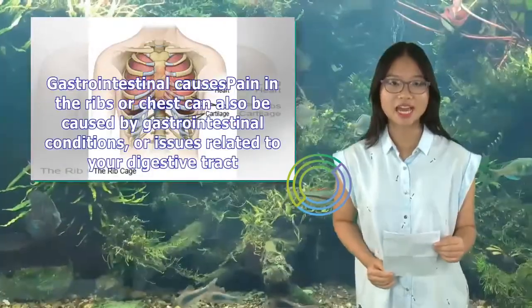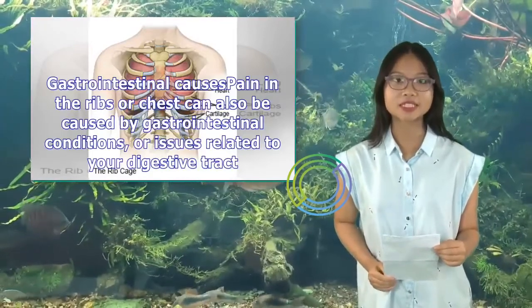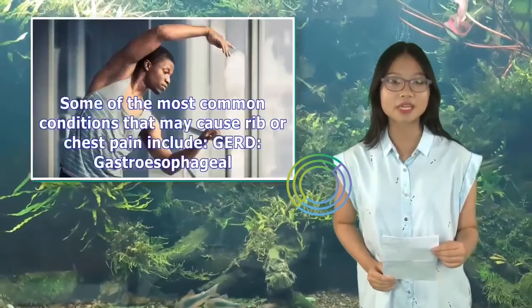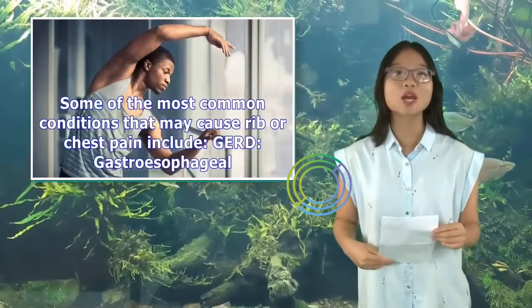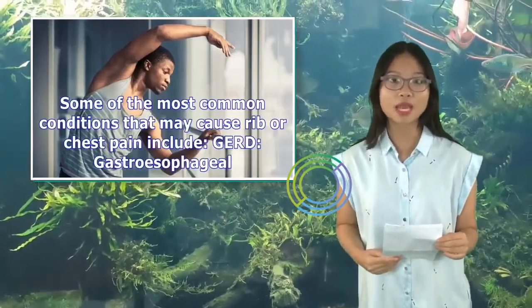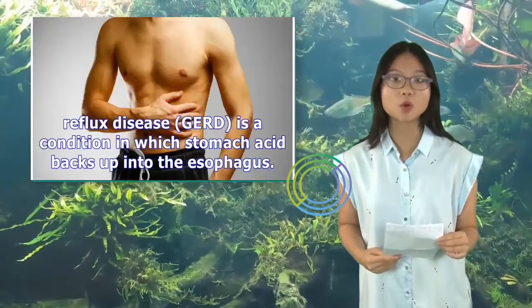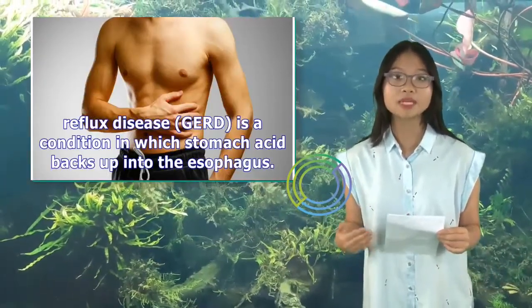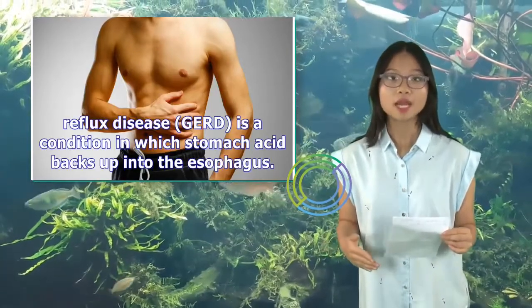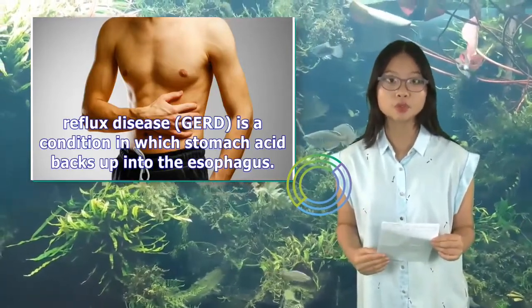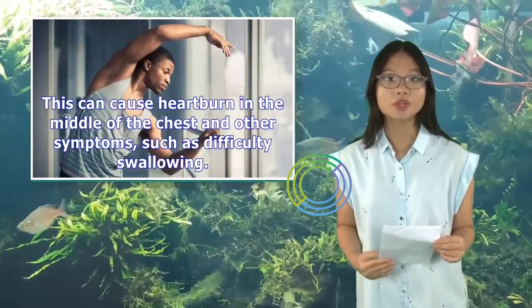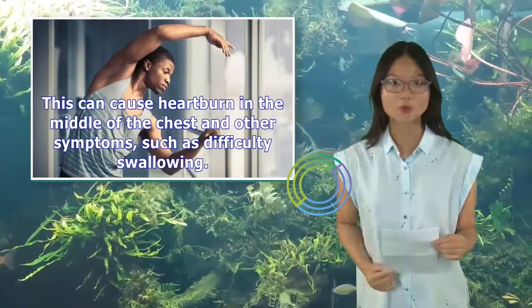Gastrointestinal causes. Pain in the ribs or chest can also be caused by gastrointestinal conditions, or issues related to your digestive tract. Some of the most common conditions that may cause rib or chest pain include GERD, gastroesophageal reflux disease. GERD is a condition in which stomach acid backs up into the esophagus. This can cause heartburn in the middle of the chest and other symptoms, such as difficulty swallowing.